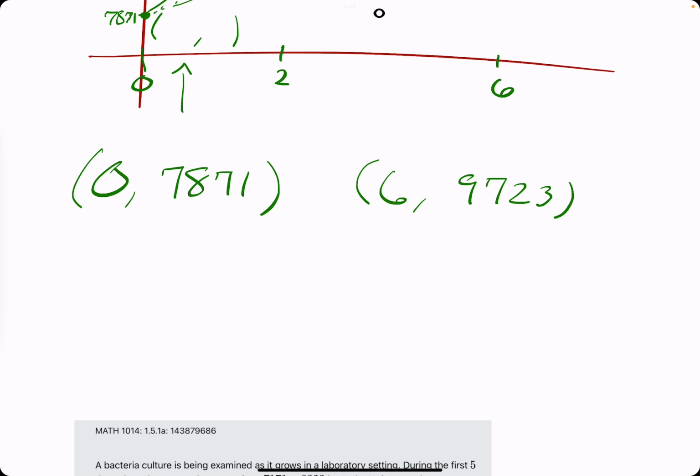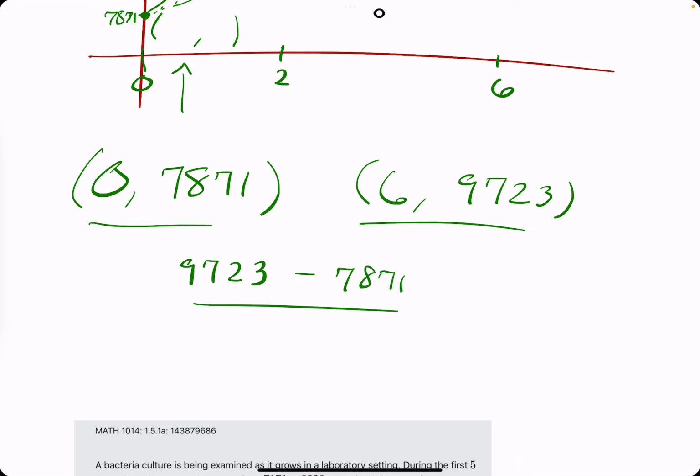Anyway, so we have these 2 points, start and finish, and we're finding the slope between these 2 points. So the slope is y2 minus y1 divided by x2 minus x1. So we will just calculate this and divide it by that. 9723 minus 7871.